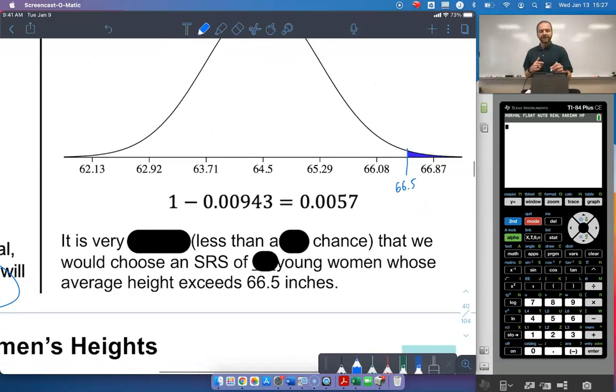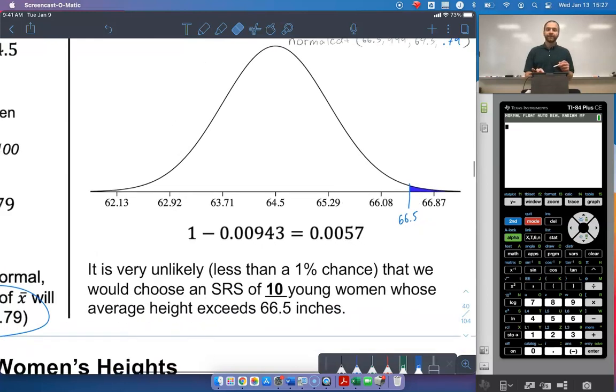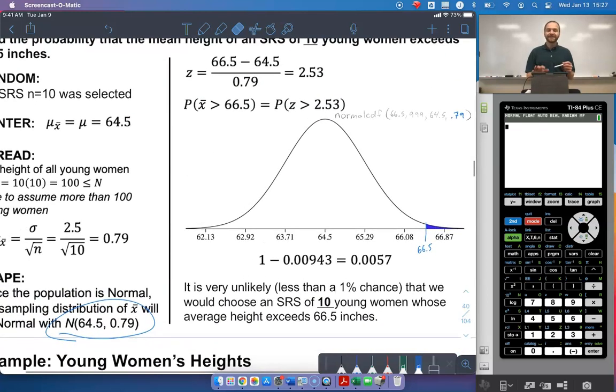All right, so it is a very small, unlikely chance, less than 1%, that we are going to choose a simple random sample of 10 young women whose average height exceeds 66.5 inches. But I want you to pay attention to the conclusion. We don't just say what the probability is. It's not that the probability is less than 1%.